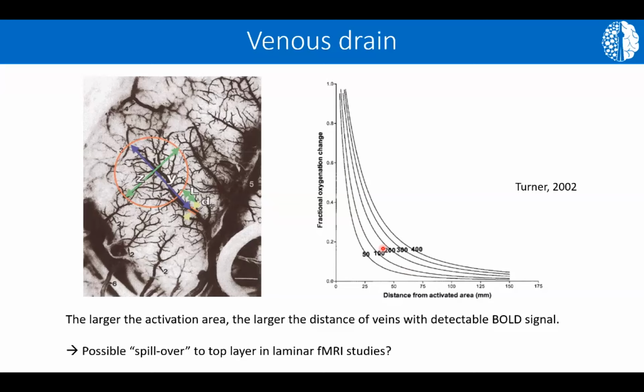Now, why is this relevant for laminar? Again, if you have activation, for example, just in surface layers, you have to think about whether this comes actually from pial veins from a different area. So this is also something, again, we can learn a lot from standard resolution fMRI, especially from this kind of studies, where when we interpret gradient echo fMRI, we have to be careful whether what we are measuring is actually what we want to measure.